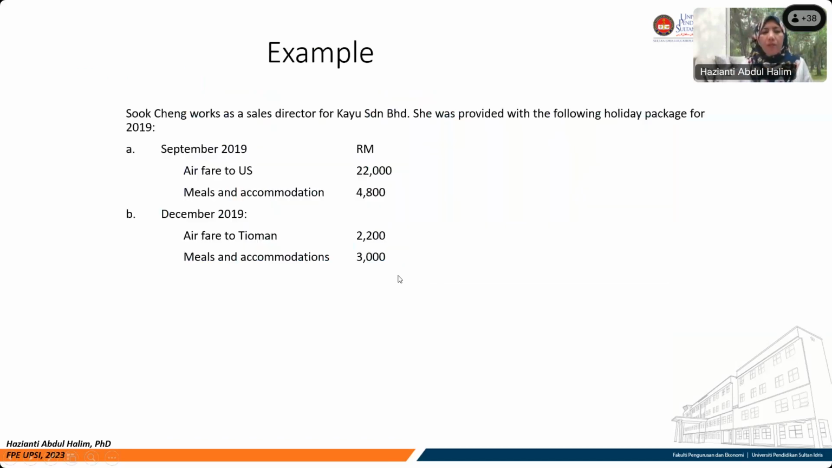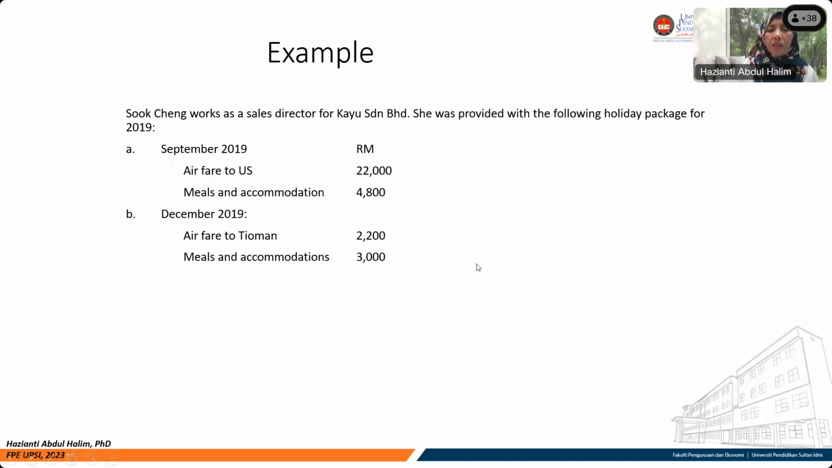Alright, here we have Sok Cheng, Sales Director of Kayu Sendirian Berhad, provided with the following holiday passage. So the company bayarkan holiday dia. September pergi US, December pergi Tioman. Right, so airfare to US 22,000, ada meals and accommodation. All these are paid by the employer. Ada airfare to Tioman and meals and accommodation. Tak payah airfare lah ni, pergi Tioman kereta je lah, 2,002.